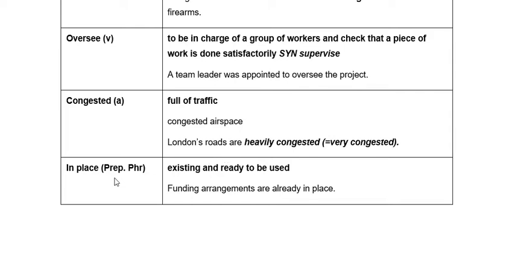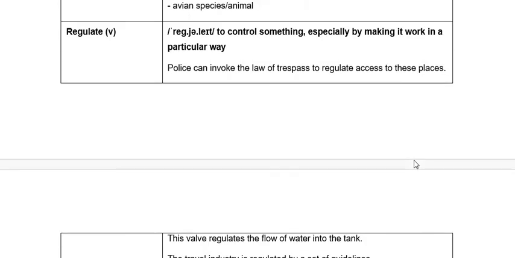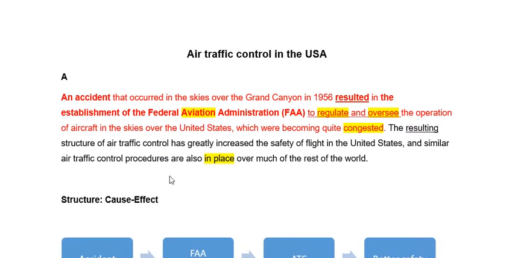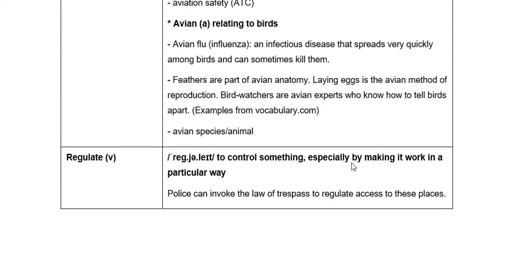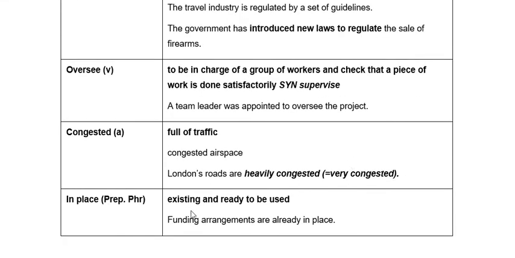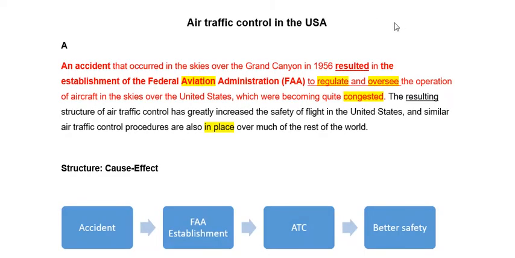And the last prepositional phrase here, in place, it means existing and ready to be used. Funding arrangements are already in place. You can see here in the paragraph. Similar air traffic control procedures are also in place over much of the rest of the world. Okay, so in that case, in place meaning existing and ready to be used. Okay, so that's paragraph A, and now we will move on to paragraph B.